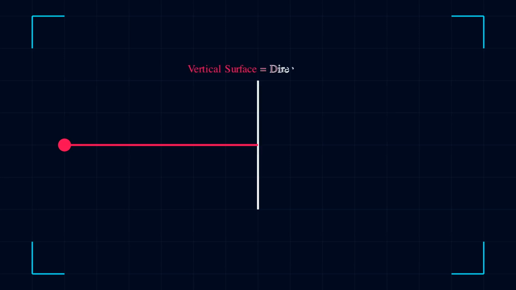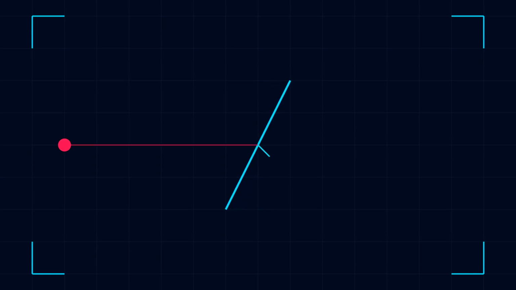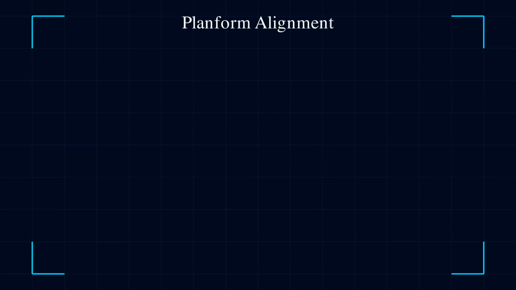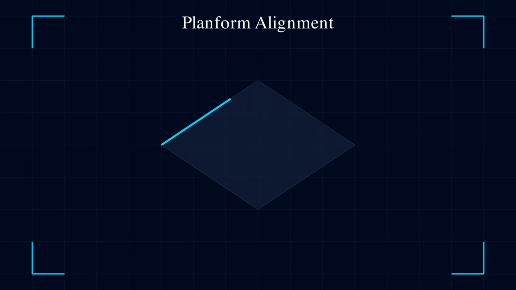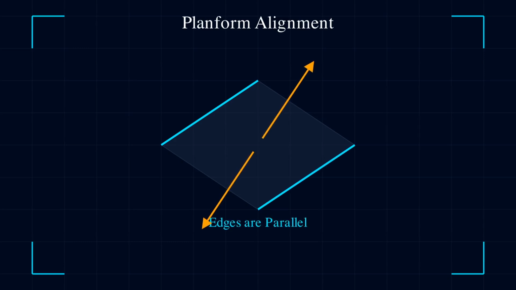By angling the surfaces, we deflect the incoming radar energy away from the receiver. The radar screams into the void, and hears nothing but silence. But what about the edges? Stealth aircraft use planform alignment. By making all leading and trailing edges parallel, we confine the radar spikes to very specific, narrow angles.